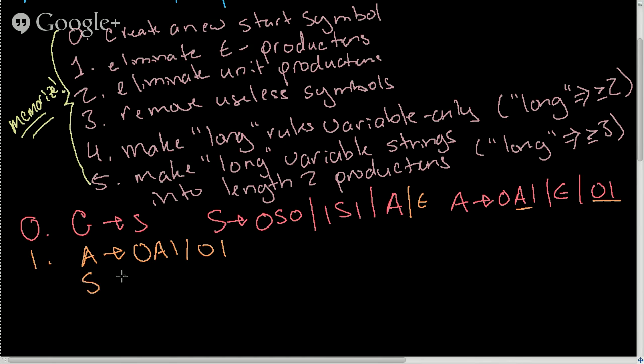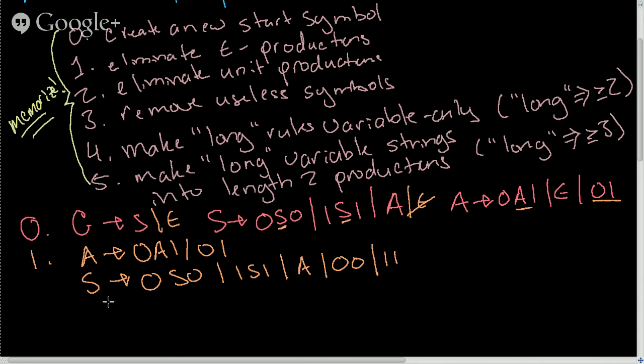So we're going to do the same thing. All we want to think about is what happens if these S's go to epsilon. So we can still have S goes to 0S0, or S goes to 1S1, or S goes to A. But now we just need to think, if this S goes to epsilon, what can we have? We can have 0, 0. Or if this S goes to epsilon, what can we have? We can have 1, 1. So we've eliminated that from there, and we just need to put it in G. So G can go to S or epsilon. So that is step 1.